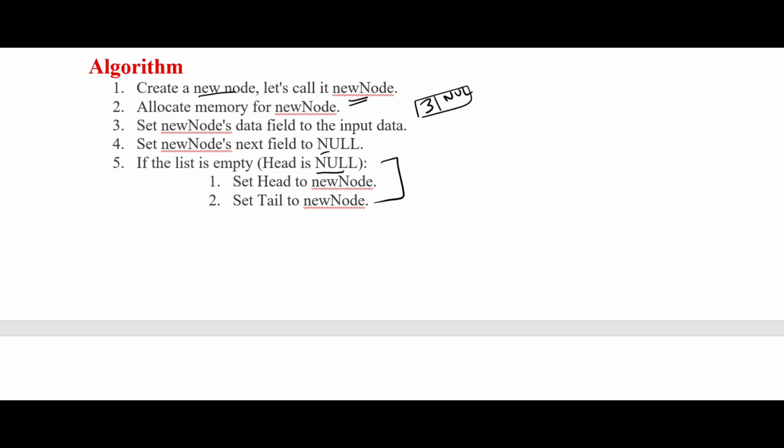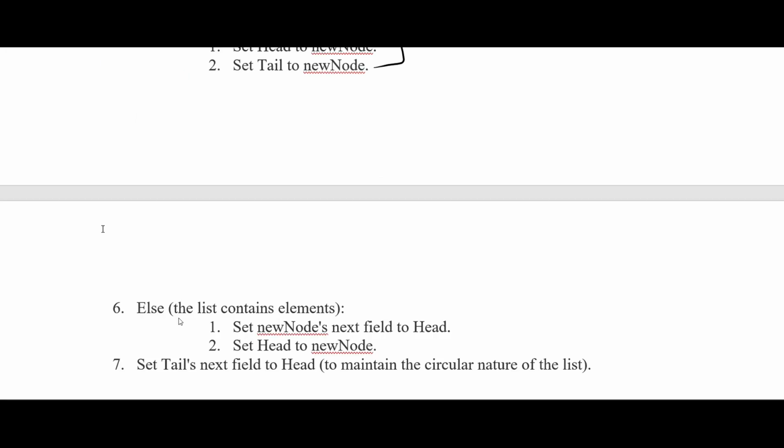And the next point will be, if the list contains elements, then we have to do two modifications. One is set new node of next to head. After that, whatever new node we created should act as the head. These are the 2 points. Once everything is settled, finally we have to set tail of next to the head, so that we can maintain the circular nature of the list. That's all about the algorithm.